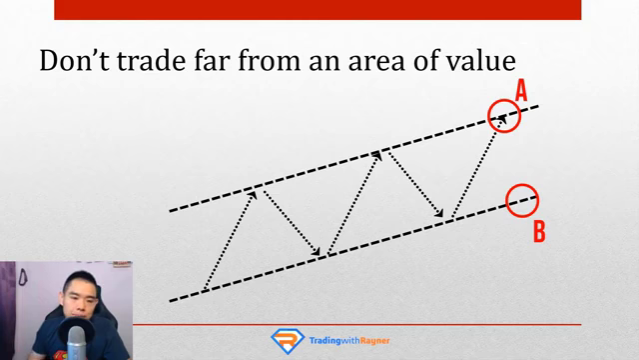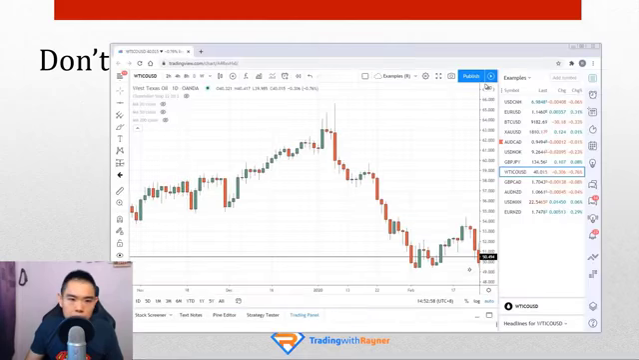I hope you said B. And that's because B is an area of value for buyers. If you buy at A, yes, you're trading with the trend, but there's a good chance this market could retrace and pull back. And if your stop loss is too tight, you will get stopped out on the pullback. So don't trade far away from an area of value. A is far from an area of value. No go. You want to trade near B because it's near an area of value. So just a quick example to illustrate this point.